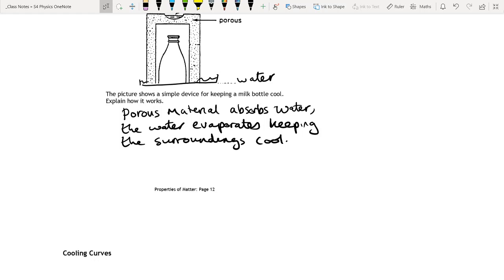Okay, so when something evaporates, it takes in heat from the surroundings, making the surroundings colder. When something condenses, it gives out heat and it makes the surroundings warmer. Same thing happens with other changes of state. So if you go from a solid to a liquid, it takes in heat from the surroundings.